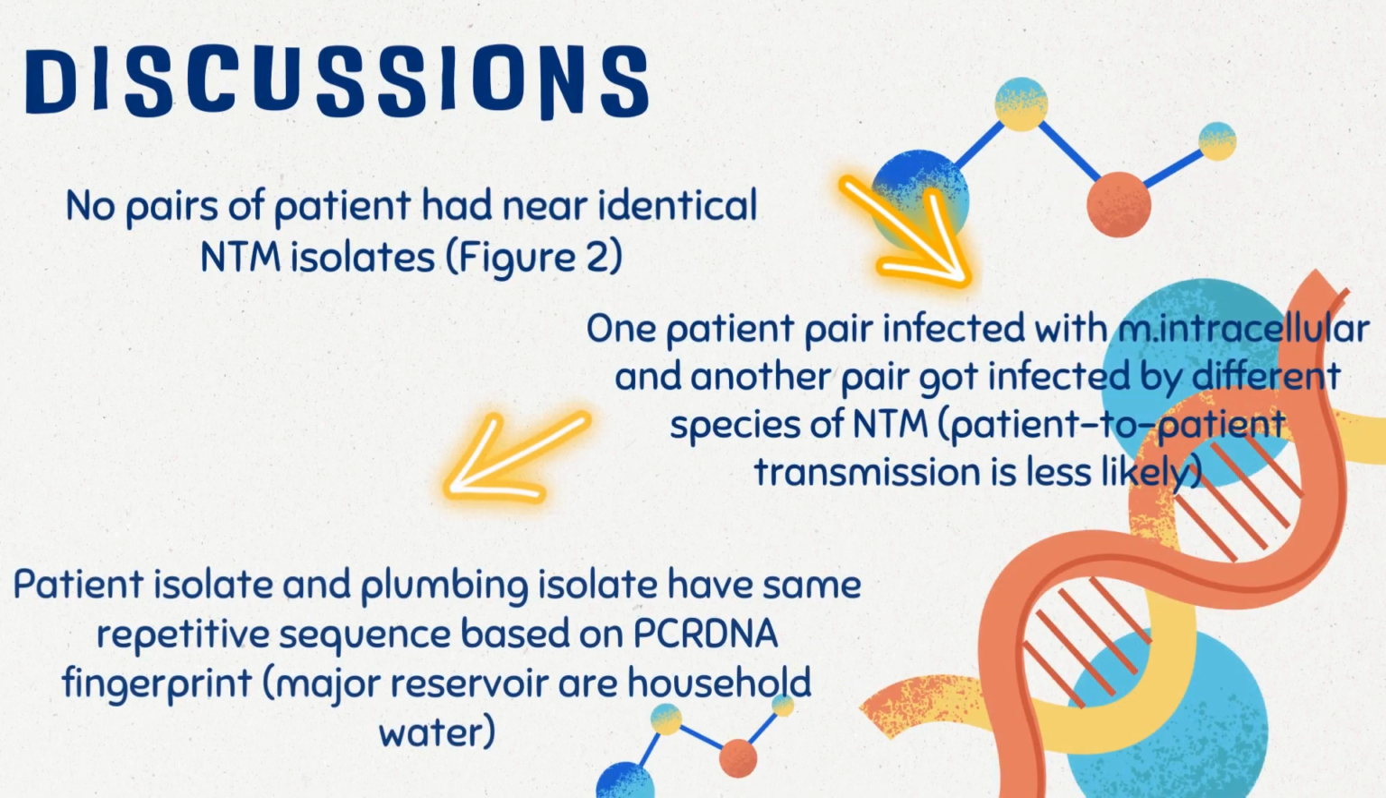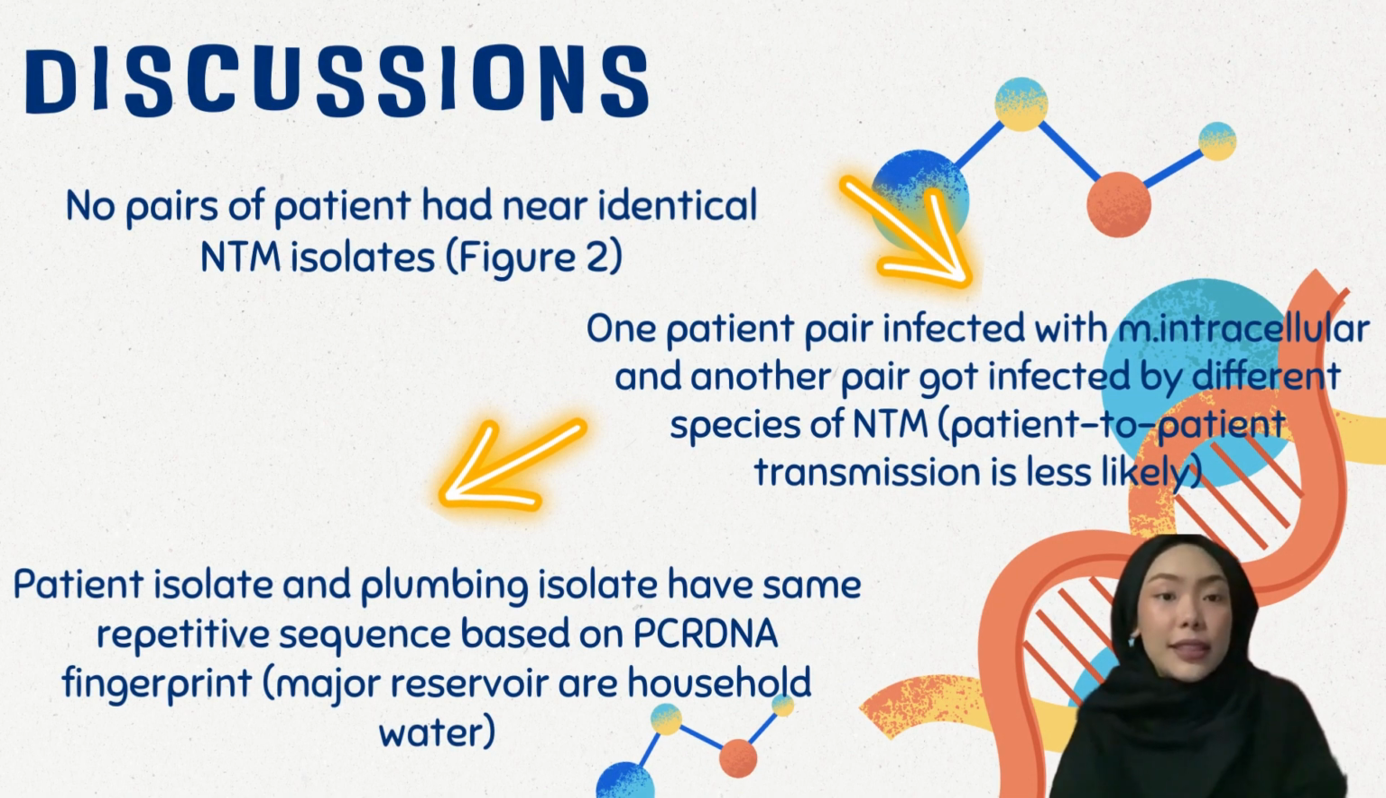Next, we move on to the discussions. No pairs of patients had near identical NTM isolates. Figure 2 on the next slide shows the evidence of the strains. Second, one patient pair is infected with Mycobacterium intracellulare and another pair got infected by a different species of NTM. So this shows that patient-to-patient transmission is very unlikely to happen.